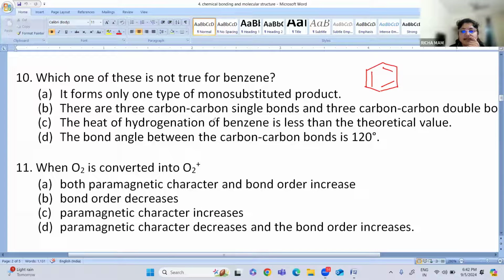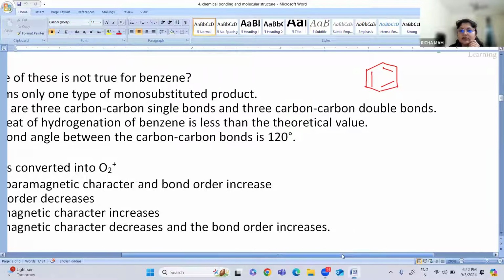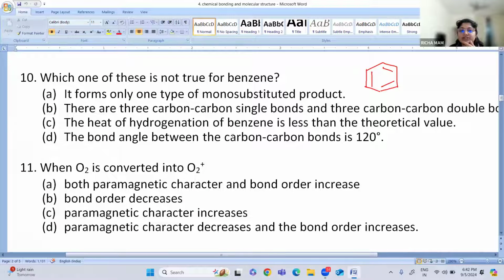Then the second one, there are 3 carbon-carbon single bonds and 3 carbon-carbon double bonds. So this is the second point. And next is what? The heat of hydrogenation of benzene is less than the theoretical value. The bond angle between the carbon-carbon bonds is 120.